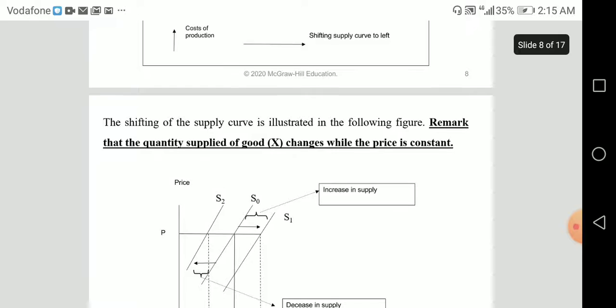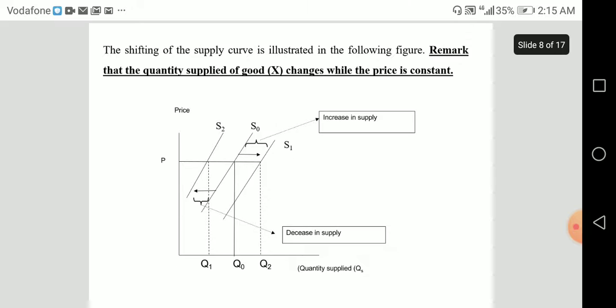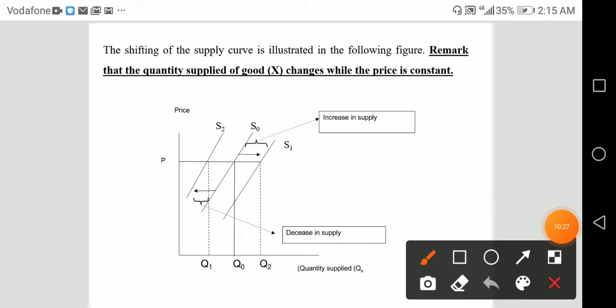So the shifting of the supply curve is illustrated by the following figure I have here. In this figure, as we see, the price is what? Remember, the price in the shifting of curves is always constant, it doesn't change. The quantity supplied will change according to the factors that we mentioned before, the five factors.